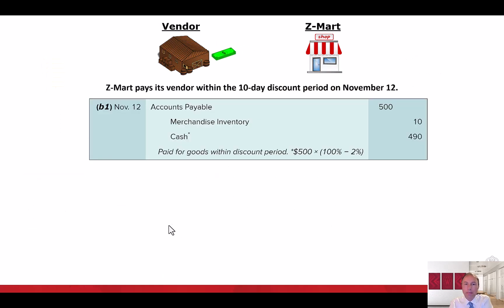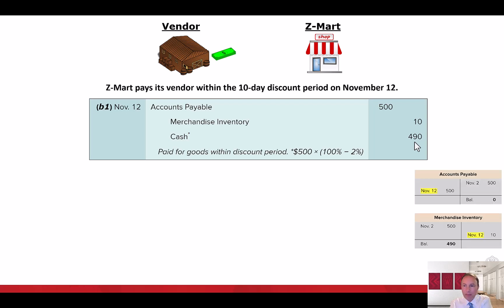Watch what happens here. Notice that our accounts payable gets wiped out for the entire invoice price of $500. That gets wiped out. Our merchandise inventory just got cheaper. It got cheaper by $10 because we paid within the discount period. So we end up crediting merchandise inventory for $10. That's an asset going down on the credit side. And now we send them cash, not for $500, but for $490 because we paid within the discount period.